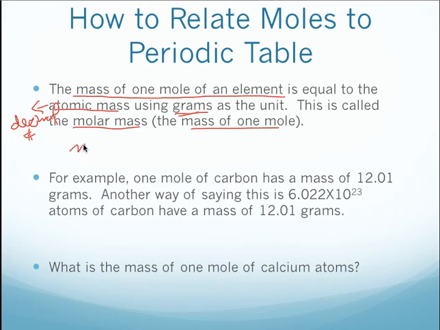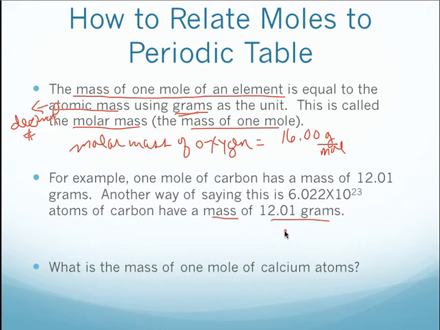So if we were to look at the molar mass of oxygen, we would say it is equal to 16.00 grams per mole. That's the grams in 1 mole. For example, 1 mole of carbon has a mass of 12.01 grams. Another way of saying this is 6.022 times 10 to the 23rd atoms of carbon have a mass of 12.01 grams. So what's the mass of 1 mole of calcium atoms?